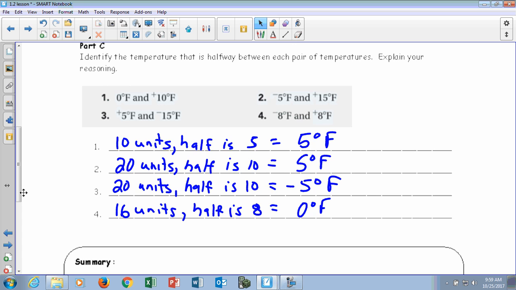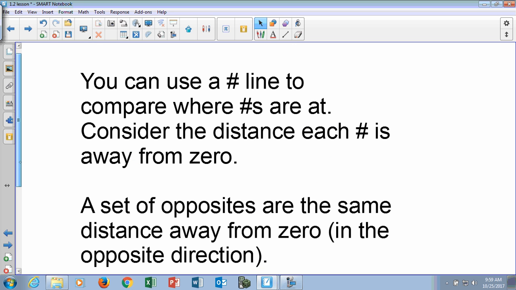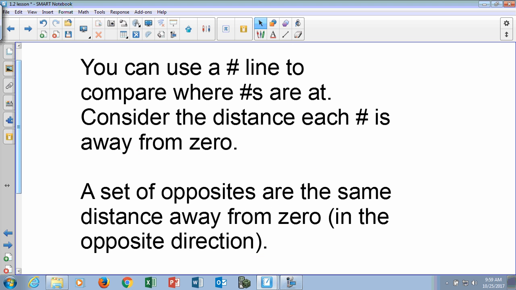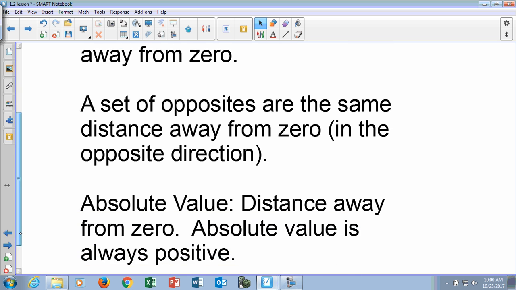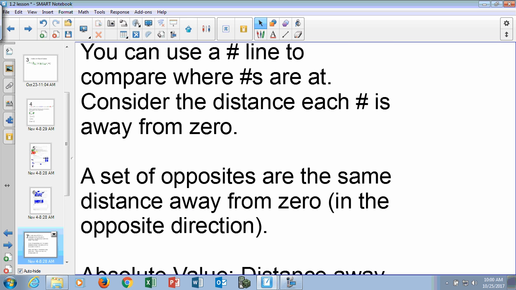All right, so some summary points to fill in your summary box. You can use a number line to compare where numbers are at. Consider the distance each number is away from 0.